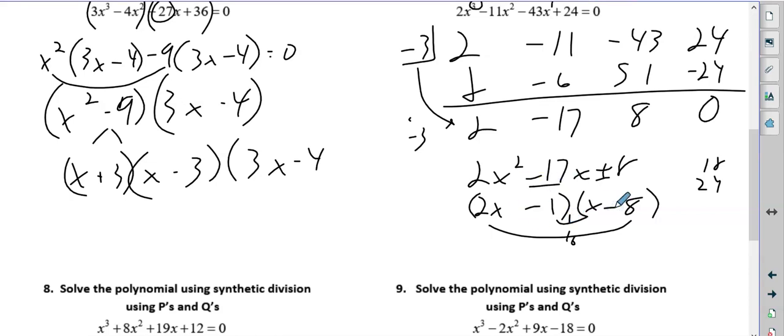And don't forget to bring this one down. x plus 3, the one we had from the beginning. And there's my 3 parentheses for my cubic. x plus 3, 2x minus 1, x minus 8.